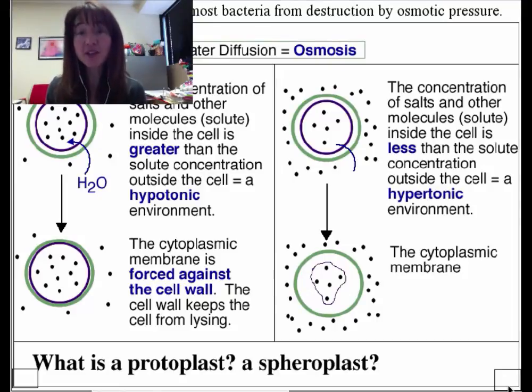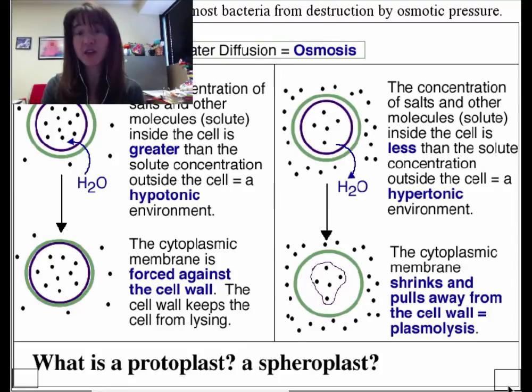And in a hypertonic environment, the water is going to rush out of the cell, and the cytoplasmic membrane is going to shrivel. And we call that plasmolysis. So as the water rushes out, the cell membrane shrinks and pulls away from the cell wall. This is called plasmolysis. The rough thing about a hypertonic environment for a cell is that cells don't have any protection against plasmolysis. And in fact, in a very hypertonic environment, they die.